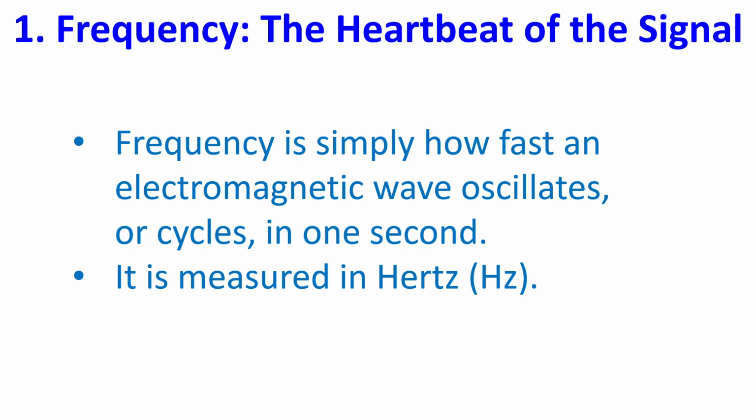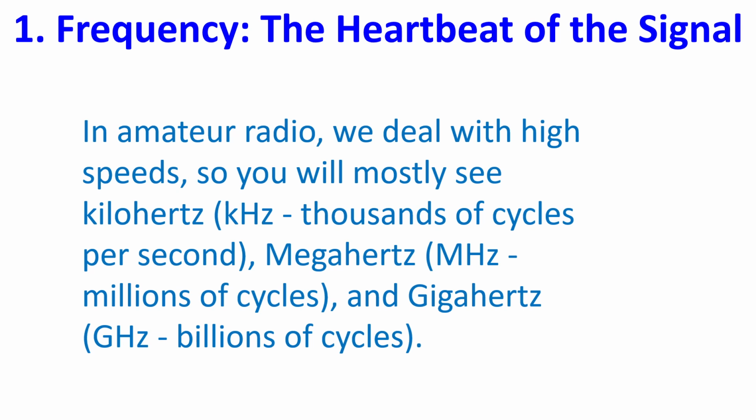Frequency, the heartbeat of the signal. Frequency is simply how fast an electromagnetic wave oscillates, or cycles, in 1 second. It is measured in hertz. In amateur radio, we deal with high speeds, so you will mostly see kilohertz, that is thousands of cycles per second, megahertz, that is millions of cycles per second, and gigahertz, billions of cycles per second.